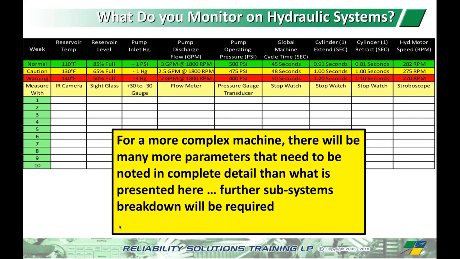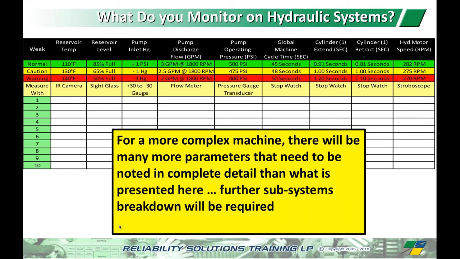So what do you monitor? This is not by any means a comprehensive list, but these are some of the things that we should be monitoring fairly frequently. We've got the temperature, we've got obviously oil level and condition, suction pressure, discharge pressure, and flow. Remember, flow is a very important parameter. The global machine cycle time and the cylinder extend times. And we do that quite simply with a stopwatch.